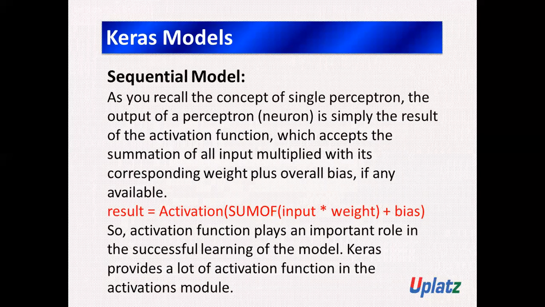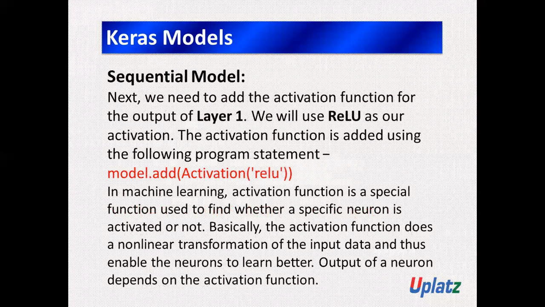So once you add the input layer, the next thing is you need to add the activation function for the output of layer 1. For that, you need to use the rectified linear unit activation function. Here we are using the rectified linear unit activation function, but there are many different activation functions available. It's up to you, but we are using the rectified linear unit function. So we will use ReLU as our activation. The activation function is added using the following program statement: model.add activation relu.